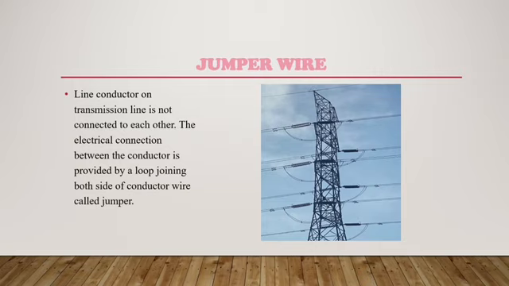And lastly, for jumper wire, in this picture, this is a jumper wire. It has 6 jumper wires for 6 line conductors. Line conductors on a transmission line are not connected to each other. The electrical connection between the conductors is provided by a loop joining both sides of the conductor, and it is called a jumper wire.